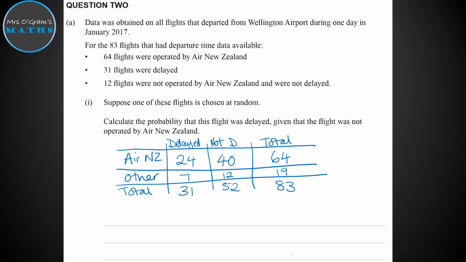Okay, now calculate the probability that this flight was delayed given that the flight was not operated by Air New Zealand. So we are only looking at the other category. We are only considering that we're already restricting down to given that the flight was not operated by Air New Zealand. So we're looking at a total of 19 flights, and the probability it was delayed, that's 7 out of 19.